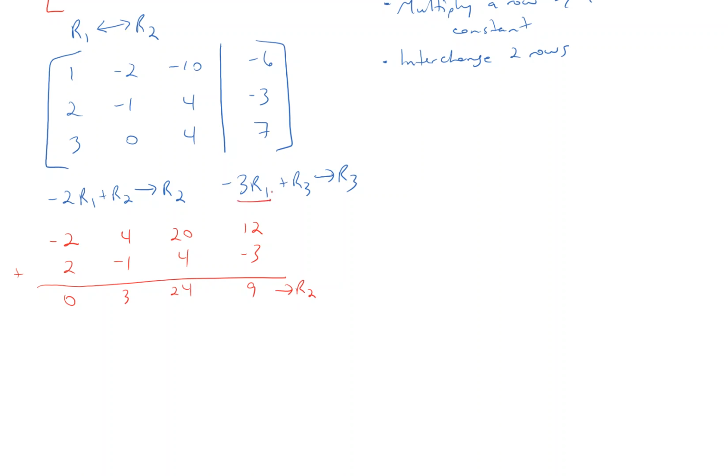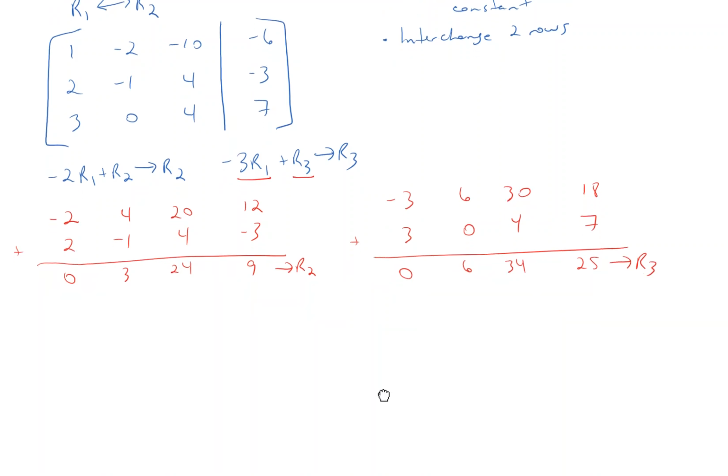So -3 times row 1 is going to be -3, +6, +30, +18. Plus row 3 is going to be 3, 0, 4, 7. So I get 0, 6, 34, 25, and that's going to be my new row 3.